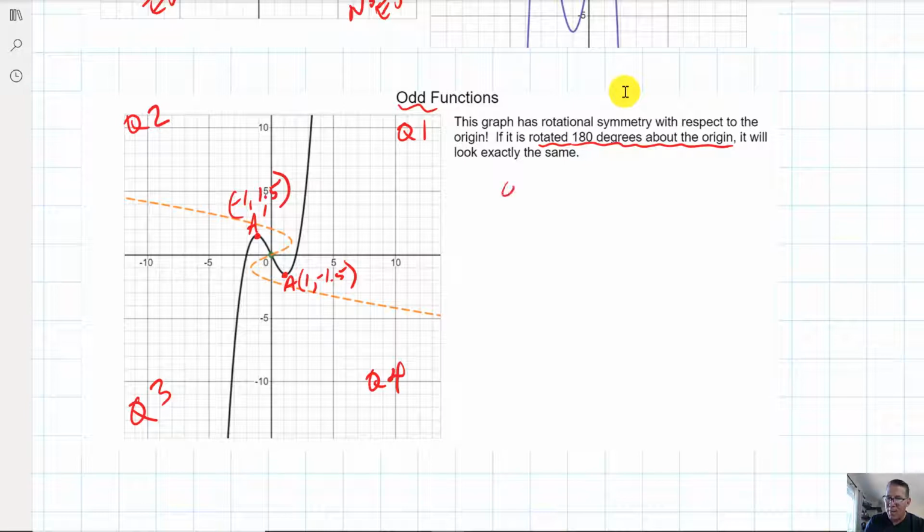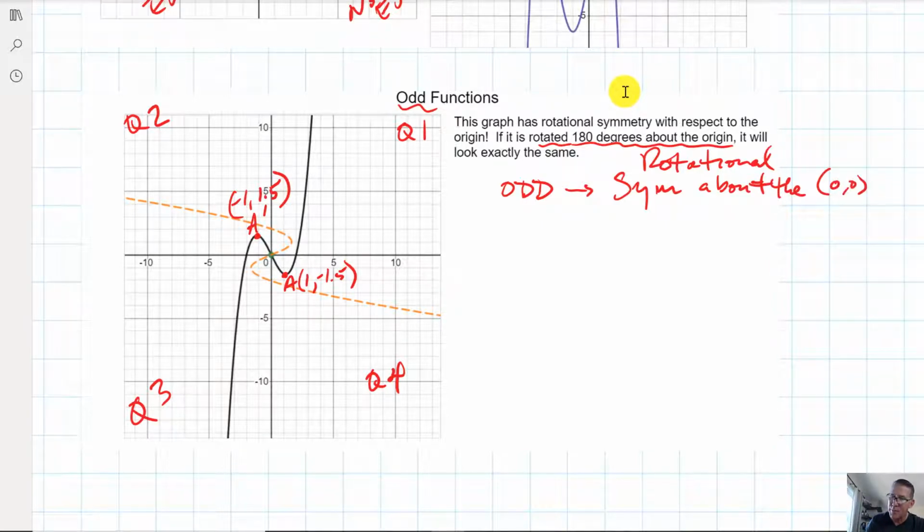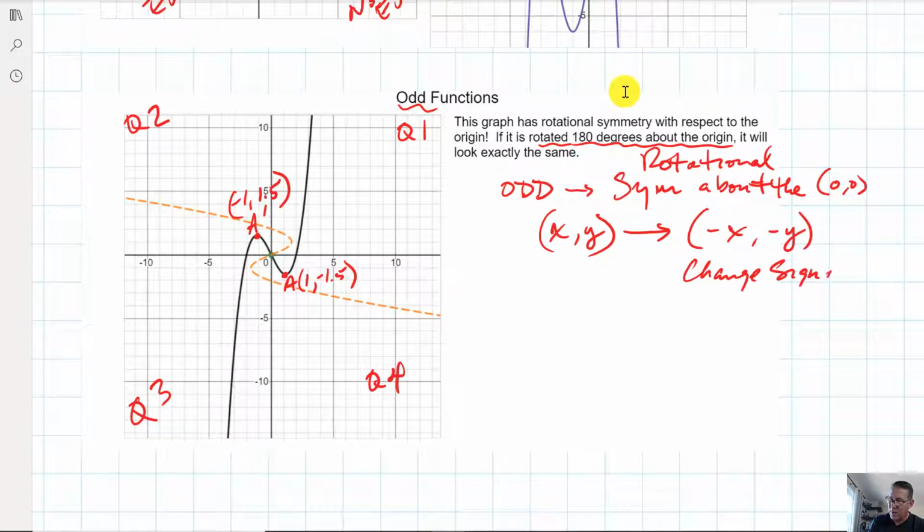So in terms of odd functions, which all have rotational symmetry about the origin, which happens to be 0 comma 0, any point x comma y gets rotated to negative x comma negative y. It happens to be a double reflection over both axes. So you change the sign of both coordinates. That's all you do. So change sign of both coordinates.